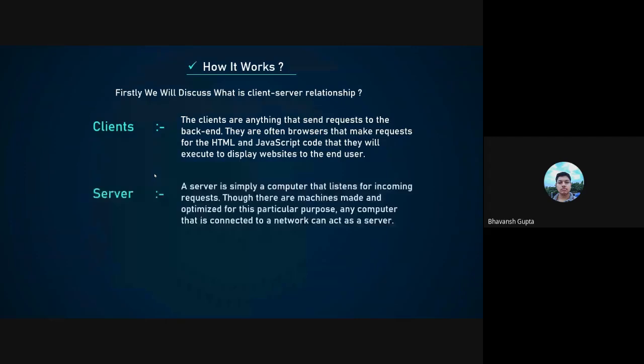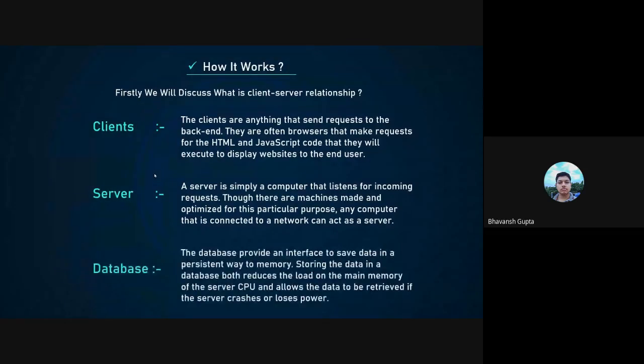Next we'll look at the server. A server is basically a computer which listens to incoming requests and sends an appropriate response. Any computer that is connected to a network can act as a server, but for big applications, we use specialized computers which are optimized for their hardware and their computational power. Databases are systems which provide an interface for us to save data in memory. It reduces the load on the main memory of the server CPU and allows the data to be retrieved in case the server crashes or loses power.